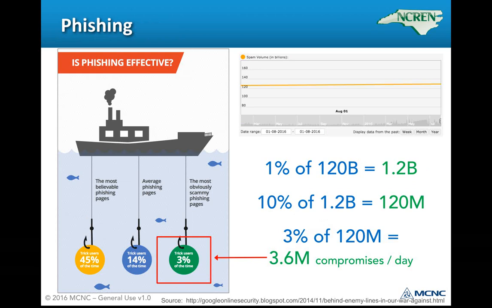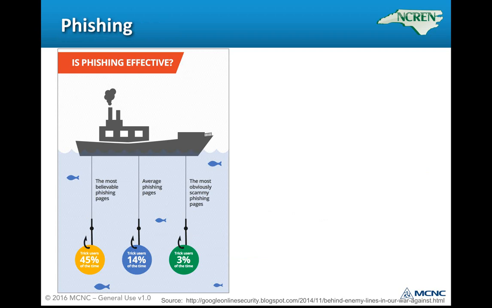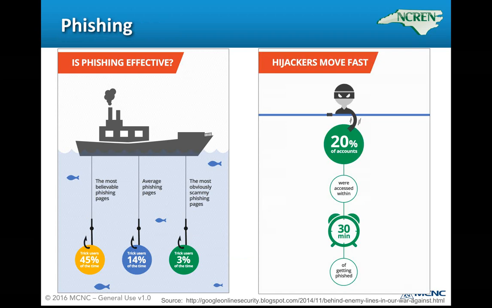Something else in this Google report that they noted is that hijackers move quickly. They found that in 20% of the compromises that they saw, the accounts were accessed within 30 minutes of the compromise occurring. So once the phishers get their hands on credentials or information that they're compromising, they're moving very quickly to use it to their advantage.